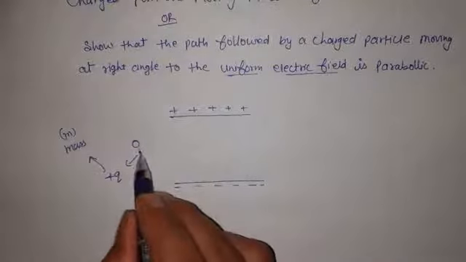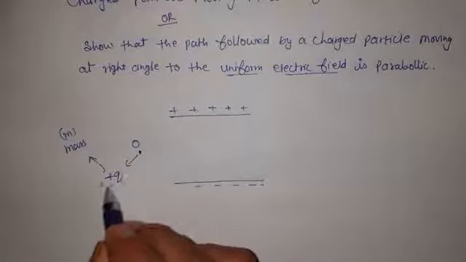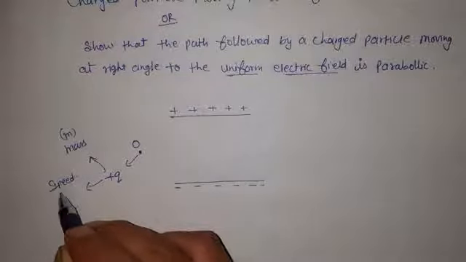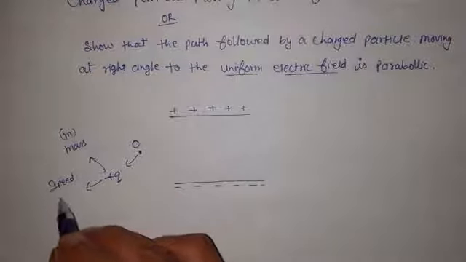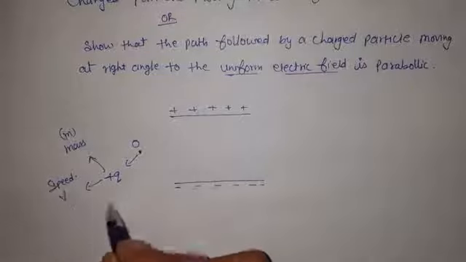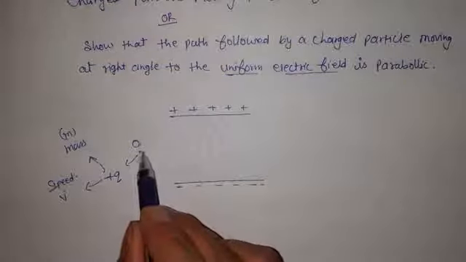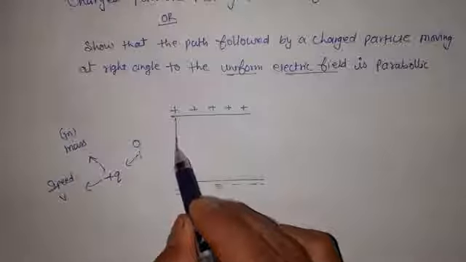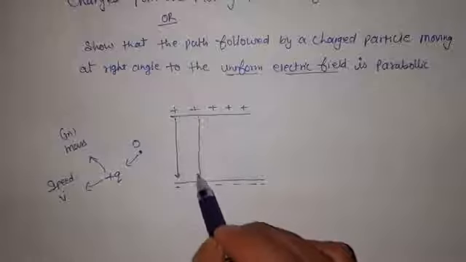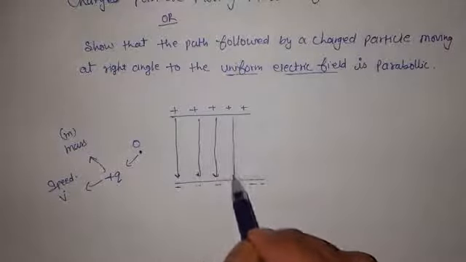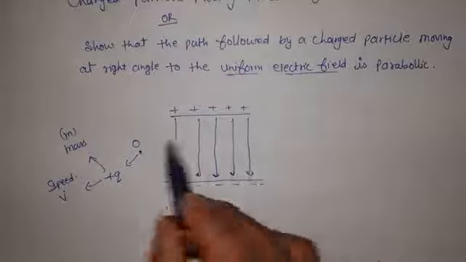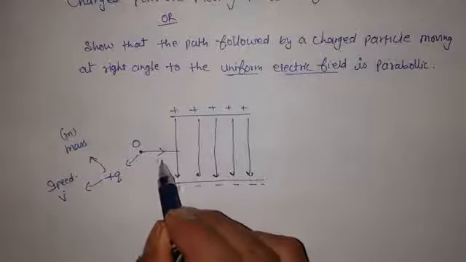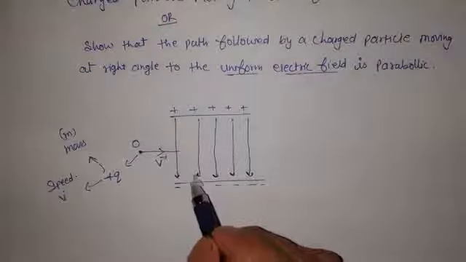It is going to move with a speed. Let this initial speed be v. So this is the speed of this charge, and it enters this electric field. Here the electric field is downward, from positive to negative, and this electric field is uniform. The charge is going to enter it perpendicularly with velocity v.